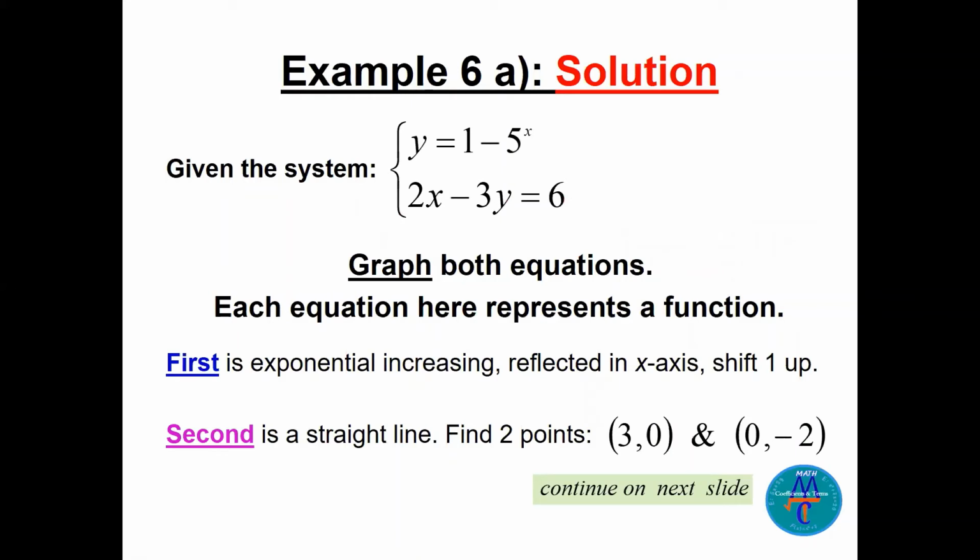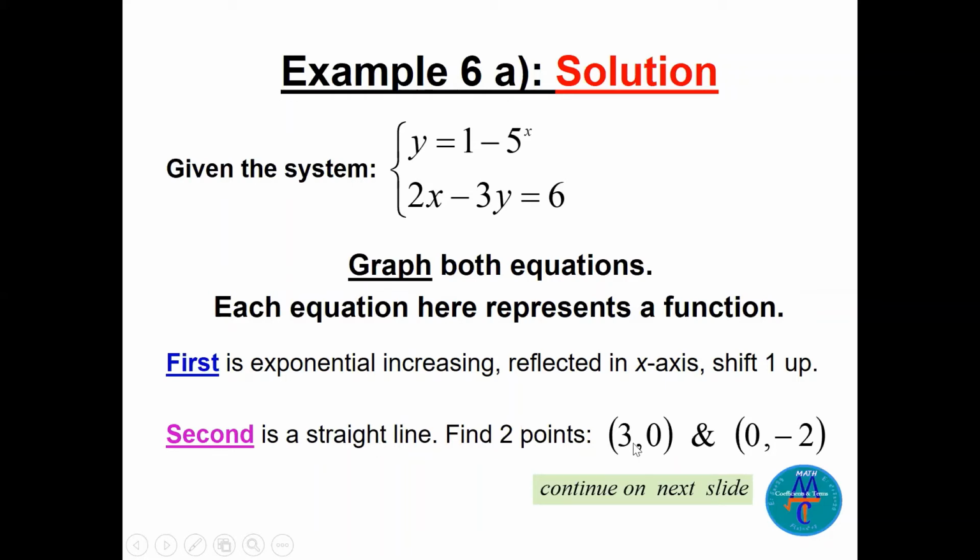Now, part A, we have y equals 1 minus 5 to the power x. That's an exponential function, remember? And this is a normal straight line, 2x minus 3y is equal to 6. Let's graph both equations. So the first one is exponential increasing because the base is greater than 1. Then this is reflected in the x-axis, shifted up 1 unit. The second one is a straight line.